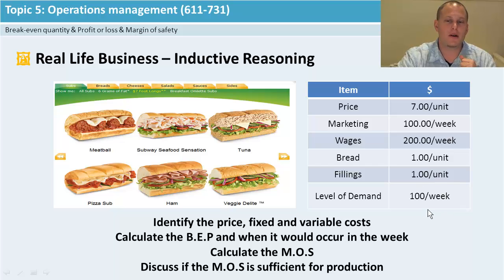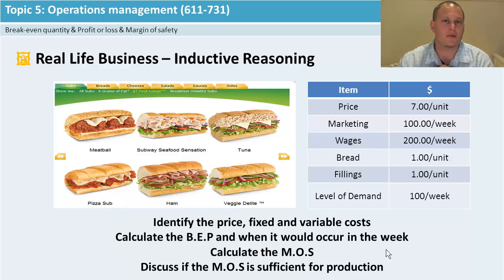Level of demand was 100 and we worked out that the break-even quantity was 60. That means our margin of safety is going to be 40. Now the idea is, do you really think 40 is enough for a sufficient production? This is where I want to make you think. If you're looking at it as in 60% out of the 100, you're still making a loss, and the 40% is when you start making profit.